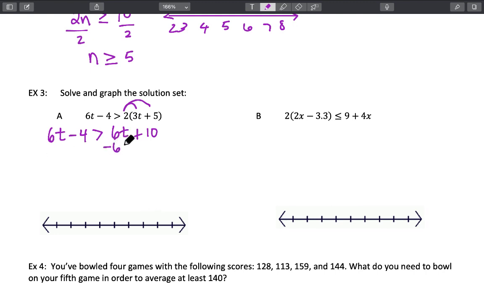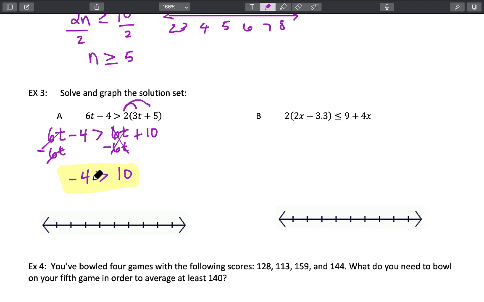We're going to subtract our 6t to the left, and when we do that, we have 6t minus 6t, which are additive inverses, so they add to 0, and I'm left with -4 is greater than +10. Notice that my variables have been completely eliminated, and I come up with this statement of -4 is greater than 10. Now, is this a true statement or not?